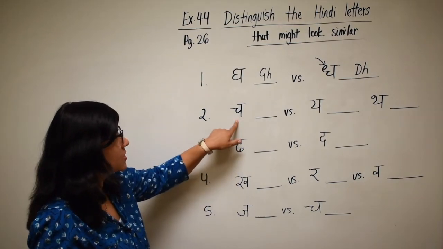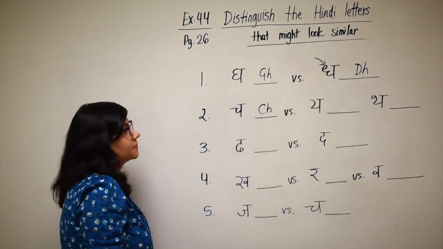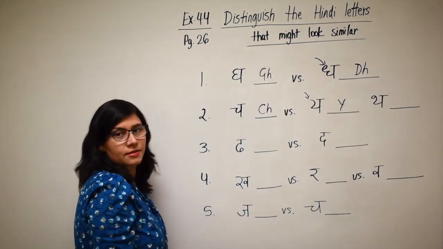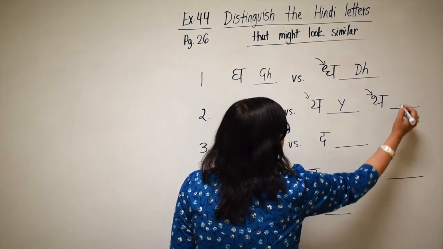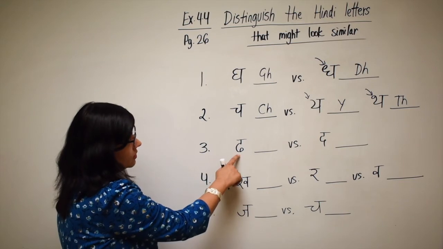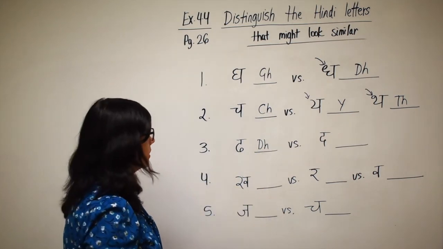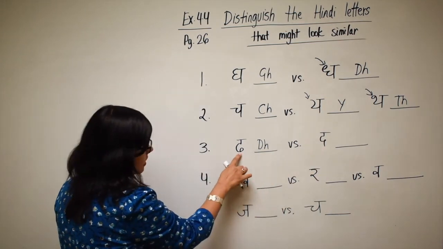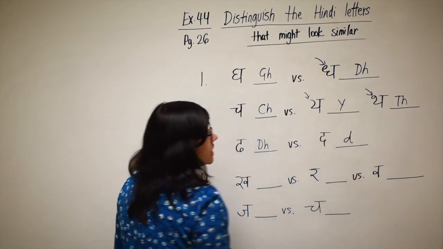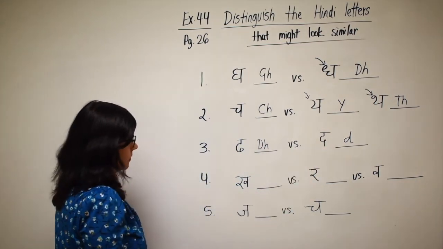In the next example, we have this letter, this, and this. So this one is ch. Okay. This one, this part is kind of roundish. Okay. And that is y. Okay. And this one has a loop that is not being covered. And that is th. Okay. In the third example, this one is dh. Okay, so that's a very aspirated dh sound. Okay, and this one, so this has a loop, but it does not stretch out, and then this one stretches out. So that's our soft dental d. So dh versus dh.